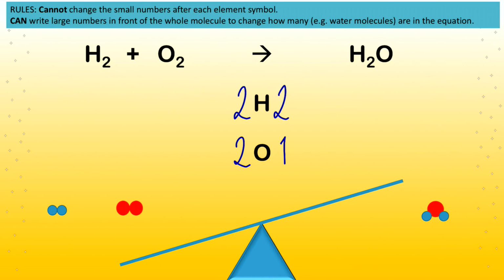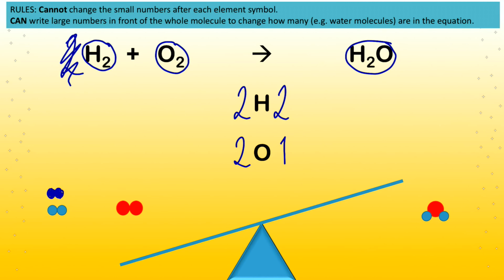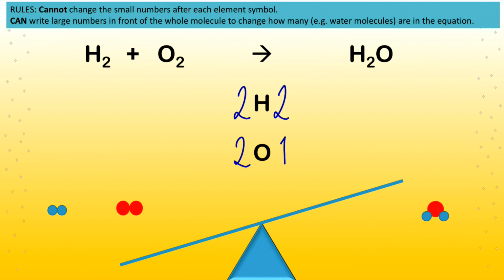But what we can do is change how many of each of these molecules we have. So we can, for example, have 2 hydrogen molecules. So we could add another whole hydrogen molecule to this reaction, or we could change that and make it 4. Why not? We could have 4 hydrogen molecules, meaning that we'd have a total of 8 hydrogen atoms. So we could do that. That's the thing that we can do with balancing equations. We can't change the small numbers, but we can write large numbers in front of the whole molecule to change how many molecules are in the whole equation.